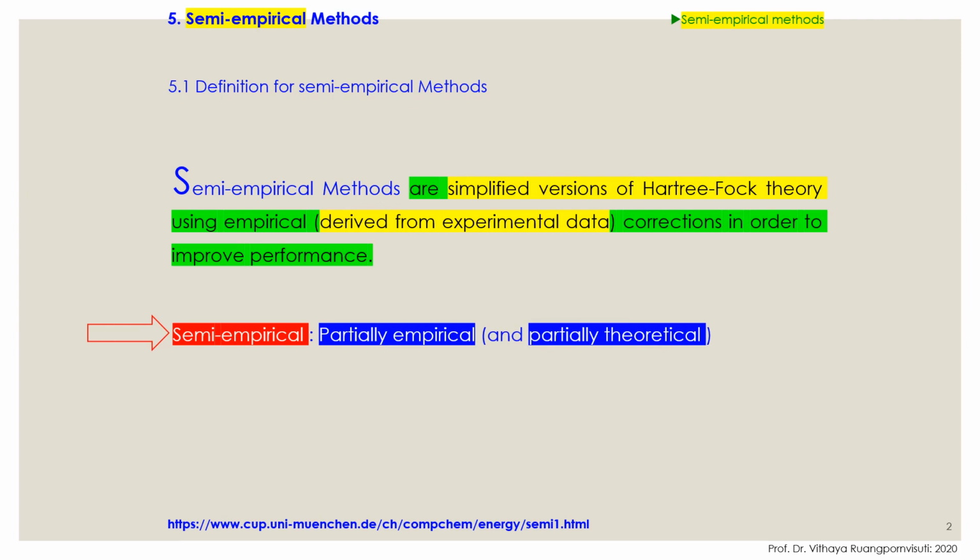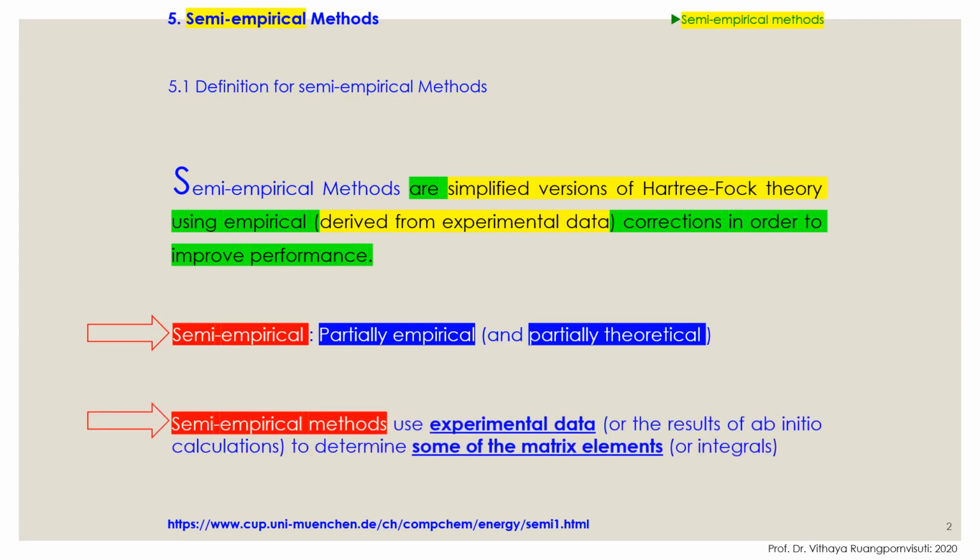Semi-empirical is a partially empirical or partially theoretical method. Semi-empirical methods use experimental data or the results of ab initio calculations to determine some of the matrix elements or integrals.